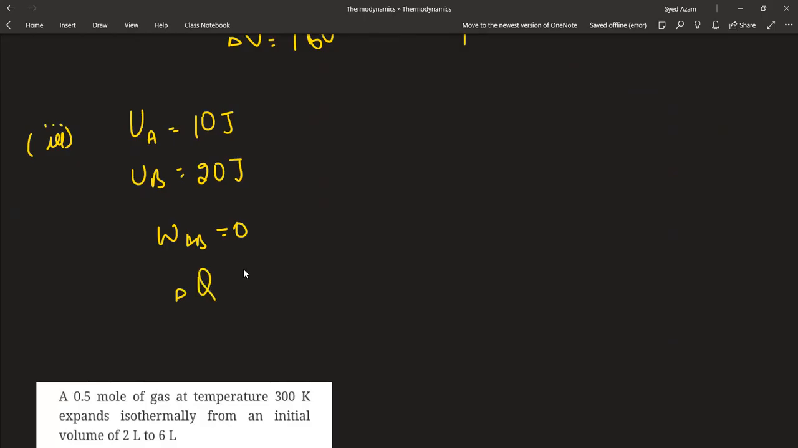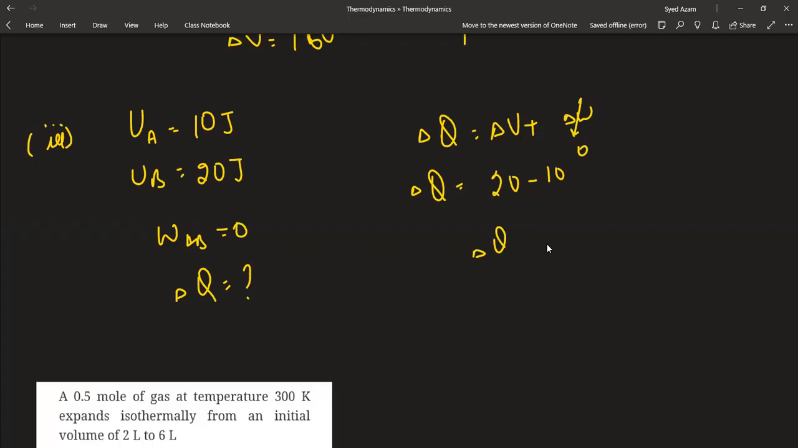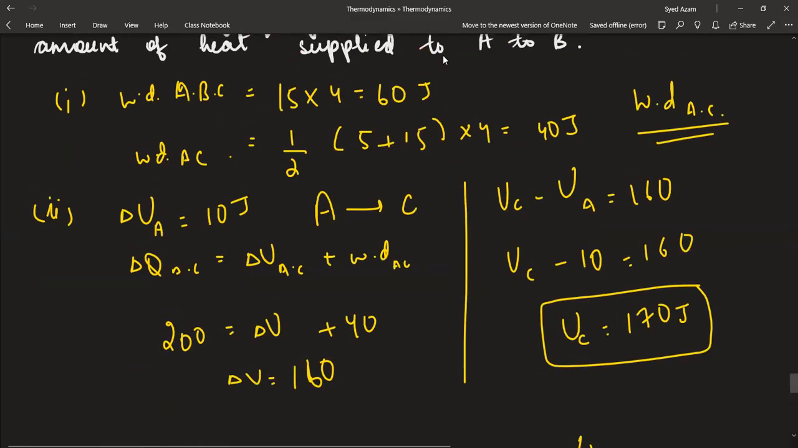What is delta Q? This is basically the question. Delta Q is equal to delta U plus delta W. Delta Q will be the change in internal energy, that is 20 minus 10, plus 0. So delta Q will be 10 joules. So do you see the questions are just formula based, but you need to apply lots of things, whatever you studied. Tell me, class, is this question clear to all? Yes, ma'am. Okay, write down the solution.